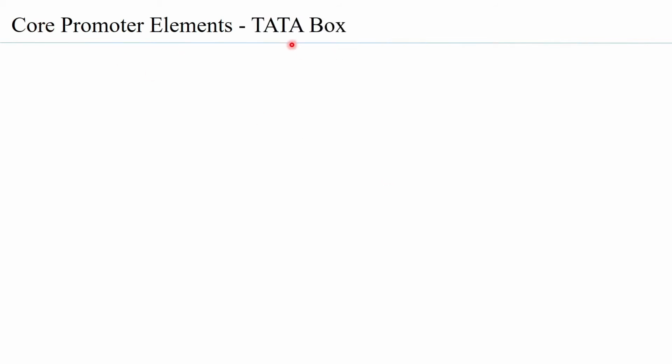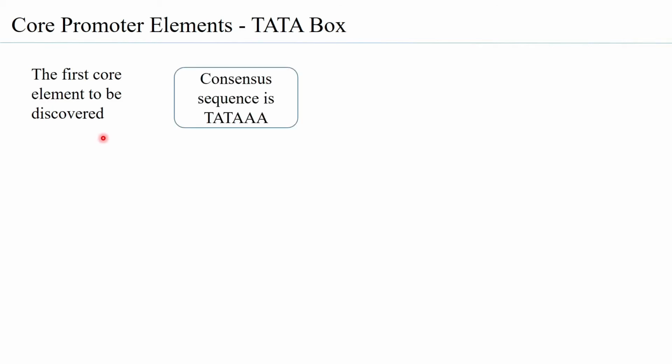Now let us look at the TATA box in a little more depth than we have already. The TATA box was the first core element to be discovered in eukaryotes, and its consensus sequence has been found to be TATAAA. But there are a lot of variants of this TATA box motif. You may have different sequences of the TATA box in different species, or even in different cells within a species. Different promoters can have different sequences of the TATA box.